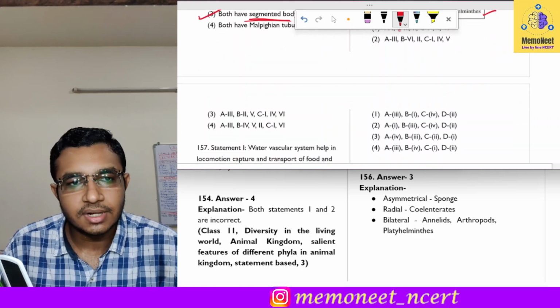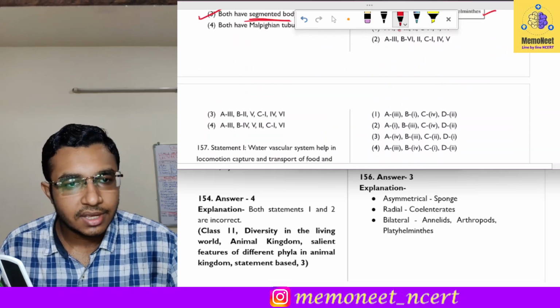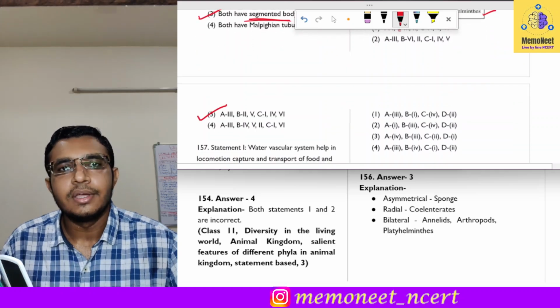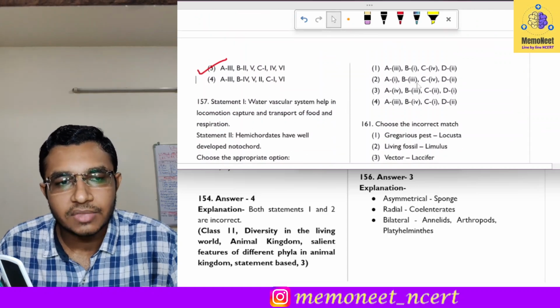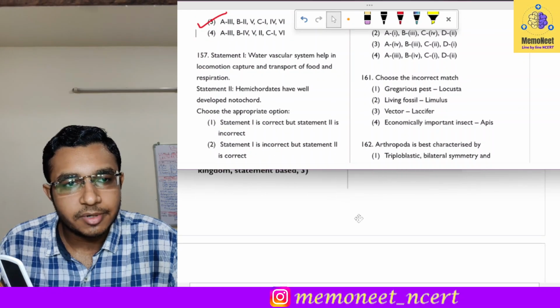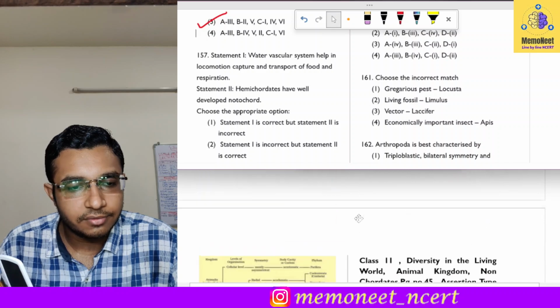So which is the correct option showing the correct matching? It is option 3. The correct answer is option 3. The next question is a statement based question, that is question number 157.